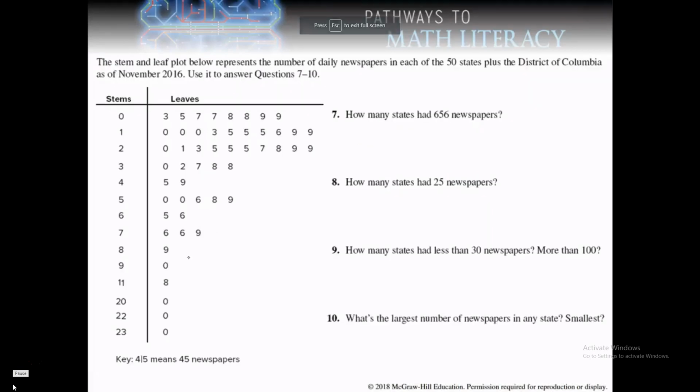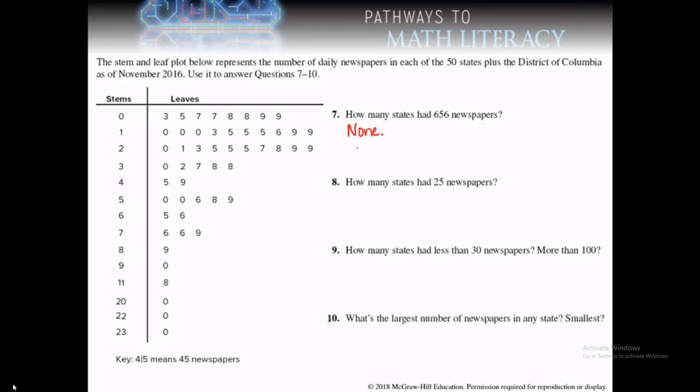Here we have a stem and leaf plot that represents the number of daily newspapers in each of the 50 states plus the District of Columbia. So in question 7, using this stem and leaf plot, how many states had 656 newspapers? Well, none. Looking at this, the leaves are the ones digit, and so the stem for that would have to be 65, and we don't have any stems that are 65.